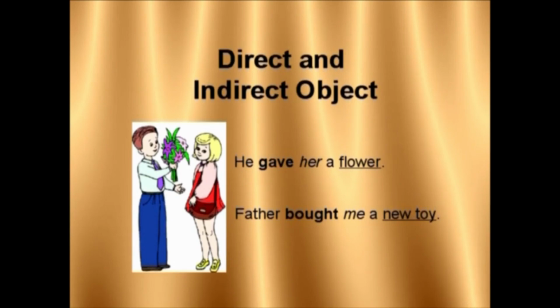A transitive verb may have two objects: one, direct object, and two, indirect object. For example, take this sentence: "He gave her a flower." Gave is the verb. Her is the indirect object. Flower is the direct object. Another example: "Father bought me a new toy." Bought is the verb. Me is the indirect object. Toy, or a new toy, is the direct object.